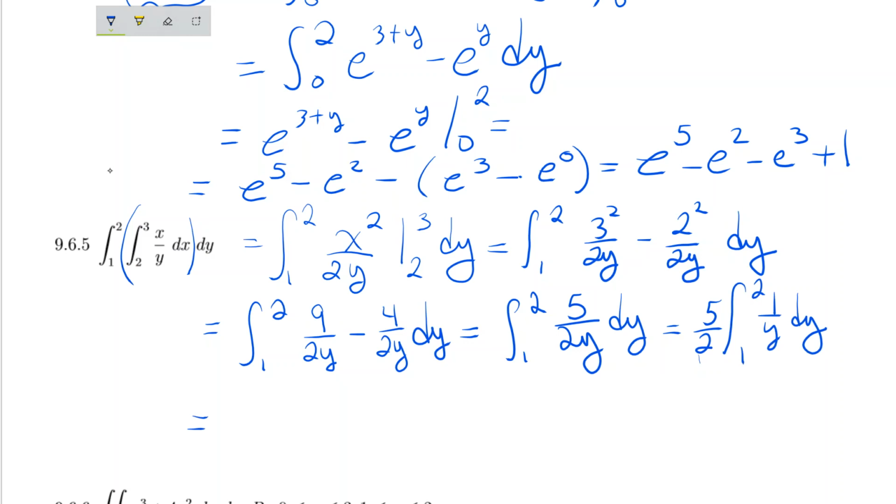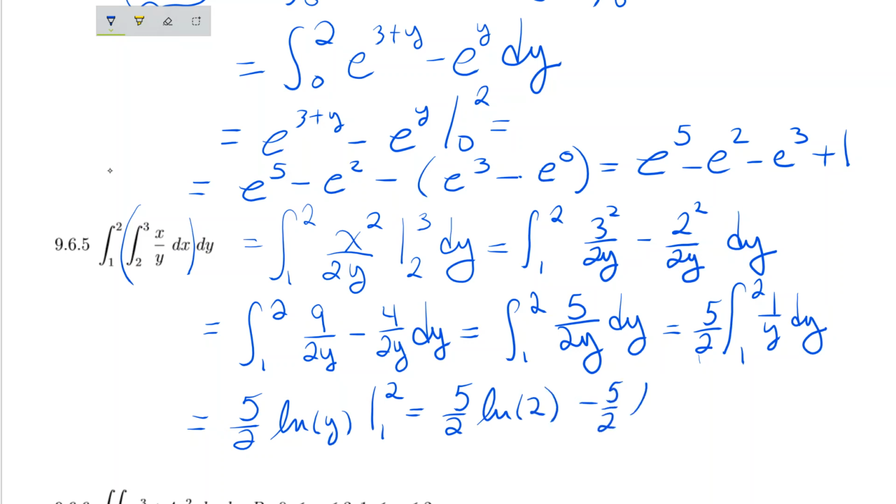Hopefully you remember that when you do the integral of 1 over y, you get the natural logarithm. So I'll have the natural log of y evaluated from 1 to 2. We're going to substitute that in. 5 over 2 natural log of 2 minus 5 over 2 natural log of 1. The natural log of 1 is 0, so you just get 5 over 2 times the natural log of 2.